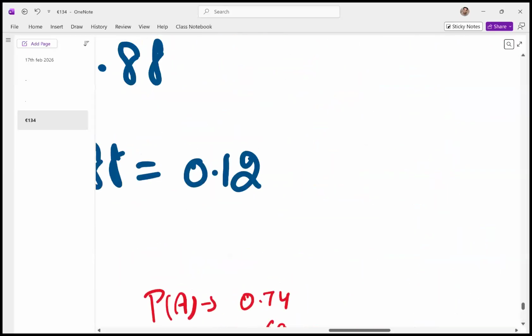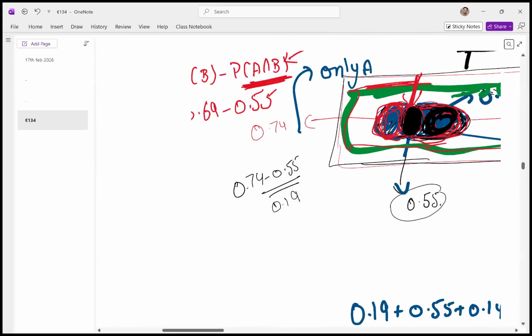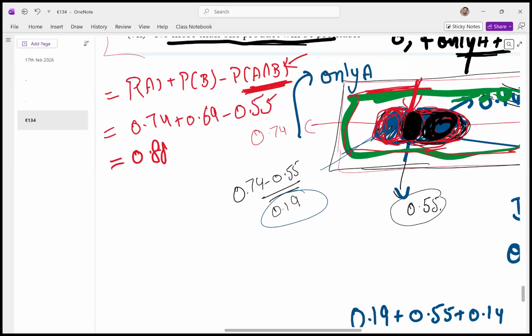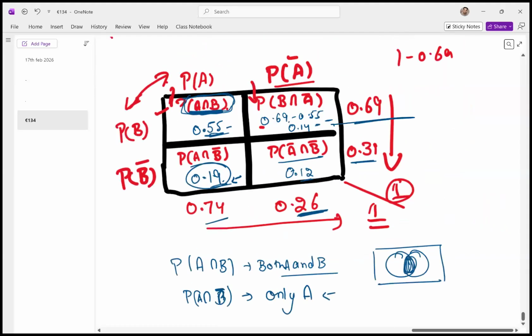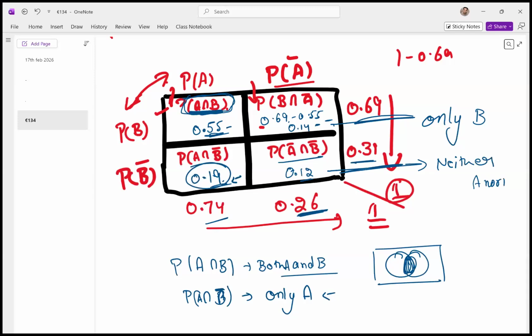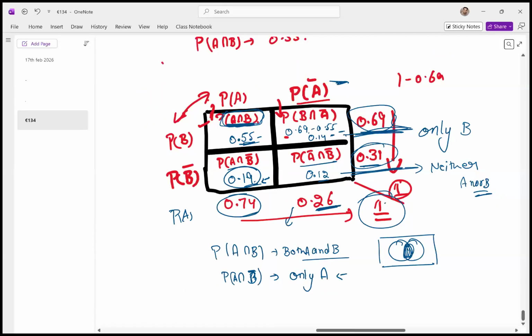If you go back to the diagram, you will see this section was 0.19. The same way this section will become only B, and this section will become neither A nor B. This section is PA, this section is A not as mentioned here, and this is PB, this is B not, and the total probability is 1. So this is the two-way table, which you will use to solve a lot of questions.